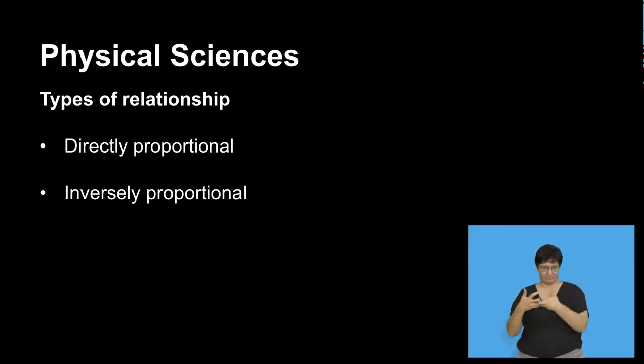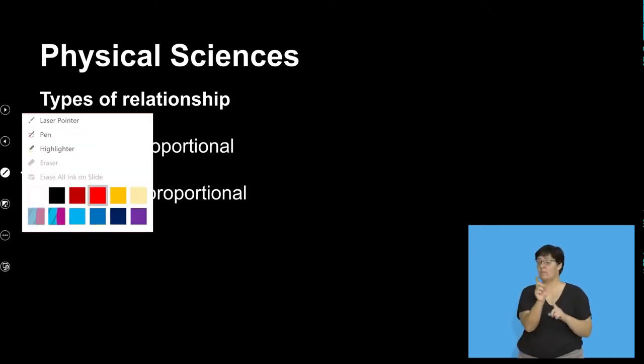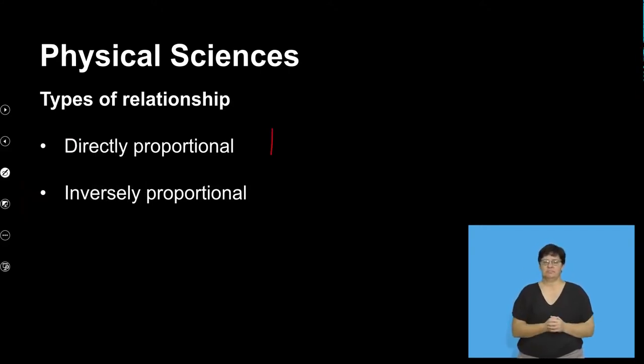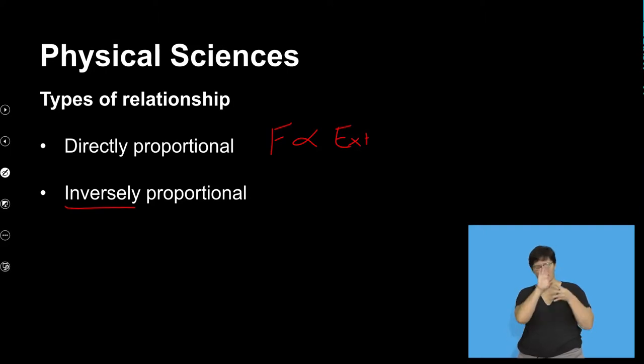One of the things that we need to recognize here is that we can represent directly proportional in a shorthand way. So in our previous example of using force and extension, where we found those were directly proportional, we could actually just say force is directly proportional to the extension. So that's a way of representing it. When we do inversely proportional, we're not going to be able to use that notation directly.